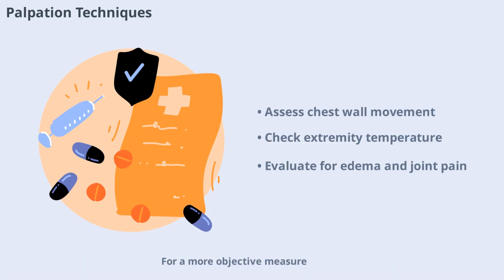For a more objective measure, use a tape measure at the axilla and xiphoid process, though normal values vary widely. Palpate the extremities for temperature. Cold hands or feet may indicate poor circulation. Assess range of motion and strength, especially after surgery, and check for pitting edema by pressing on swollen areas to see if an indentation remains.